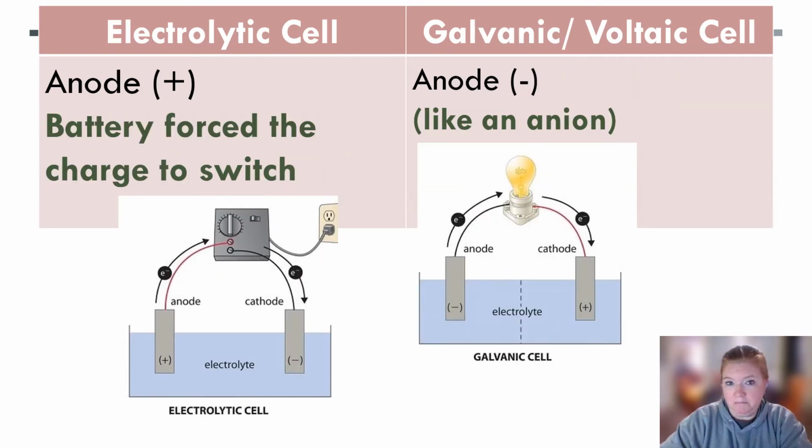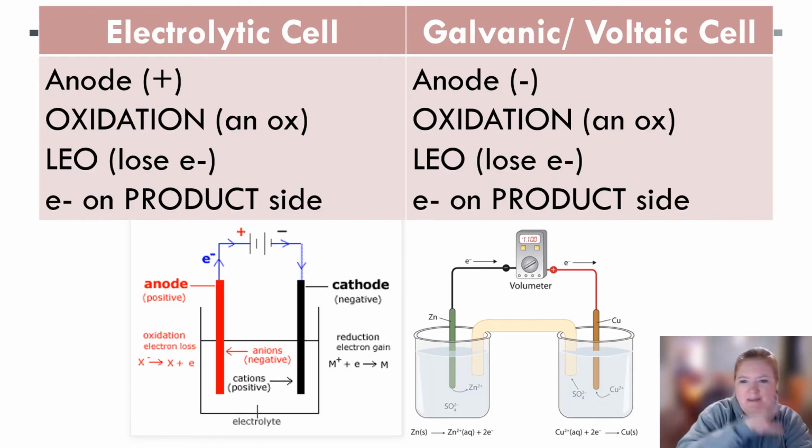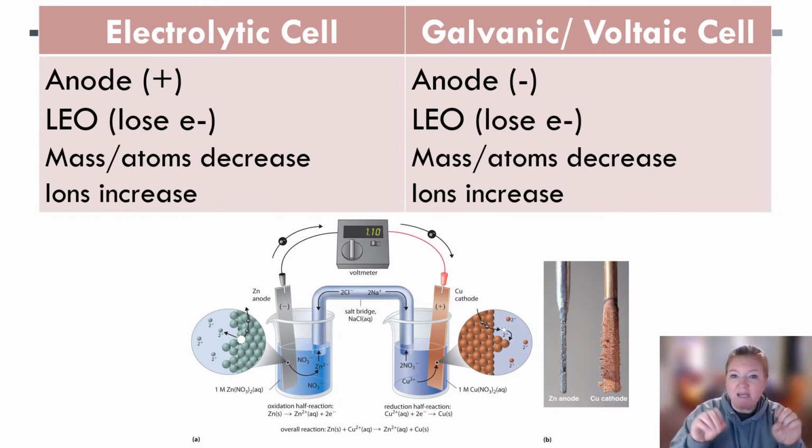Now, the anode. In a galvanic or voltaic cell, the anode is negative, like an anion. In an electrolytic cell, that battery is like, I don't think so, and the anode switches. It becomes positive. Everything else about the anode stays the same. It's where oxidation happens. It loses electrons. You put electrons on the product side. The mass or the atoms decreases because you're losing electrons, and the ions in solution are going to increase.